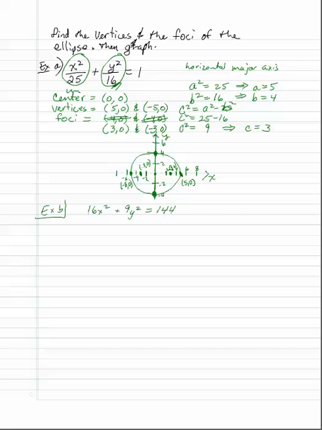Let's try another one. Okay, so same thing. Find the vertices, foci, and the ellipse, and then graph. Now this one's not in standard form, so your first step is you want to get a 1 there. So our first thing is we're going to divide everything by 144 to make that a 1. So 16 into 144 is 9. 9 into 144 is 16. We're just canceling. 144 divided by 144 is 1. Now we're ready to go.